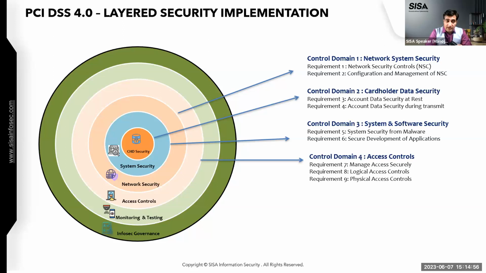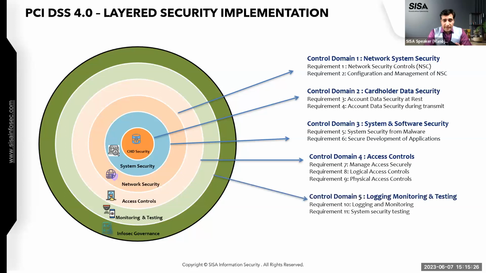And requirement number 9 is all about physical access controls as well, because if you think of it from a holistic perspective, physical security is one of the components of security, and if you're not caring much for physical security, ultimately your digital security may get compromised. So it works in a very cognitive fashion. So that is where physical security controls are also there in requirement number 9.